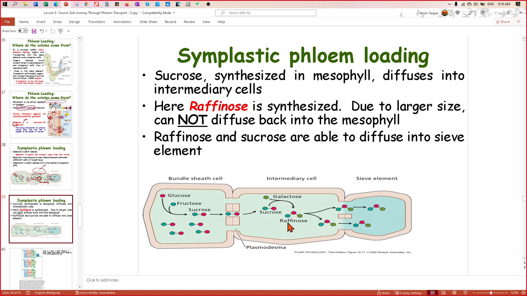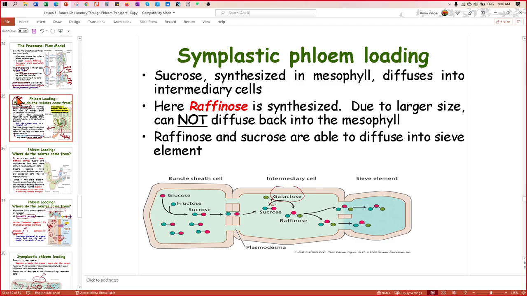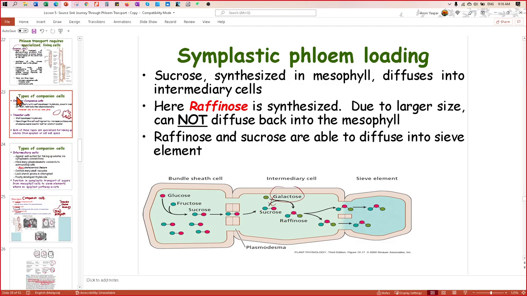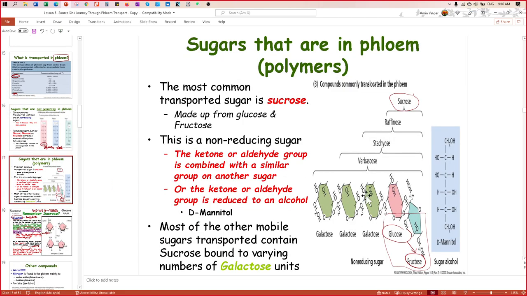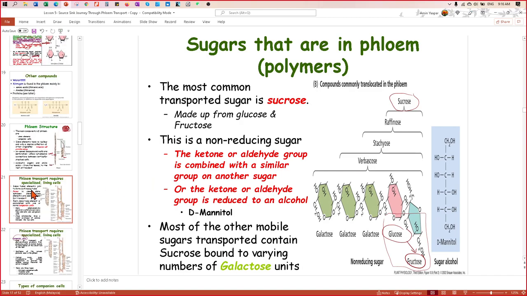Can it be other things? Yeah, depending on the number of galactose attached to the sucrose. If you recall back from this slide here, the earlier slide, one galactose to sucrose, you get raffinose. Two galactose to sucrose, you get stachyose. Three galactose to sucrose, you get your verbascose.